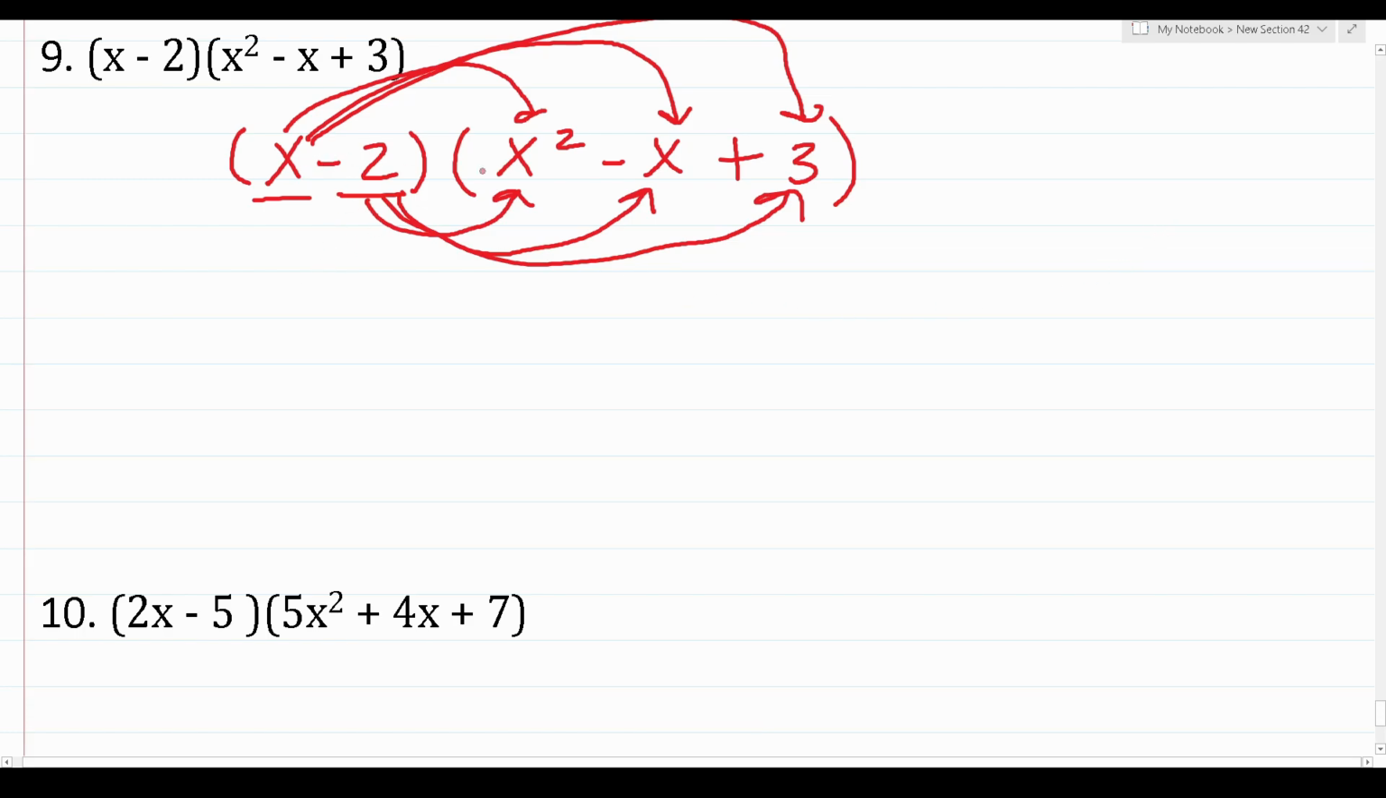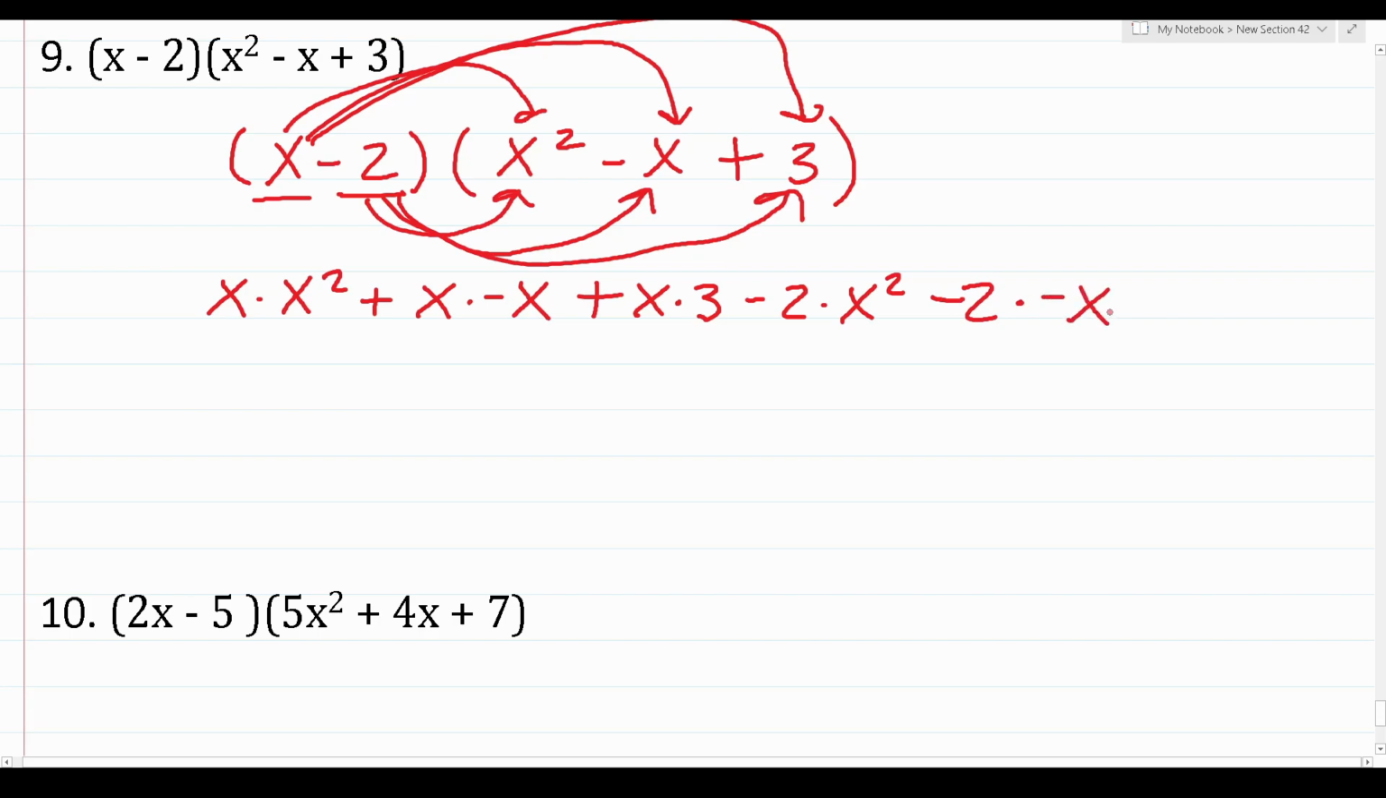Again, to start, we have x times x squared. So that's, again, x times x squared. Then we have x times -x. So this is plus x times -x. Then we have x times 3. So this is plus x times 3. And then we're moving on to our -2. So we have -2 times x squared. And then we have -2 times -x. And then finally, we have -2 times +3. Let's go ahead and simplify this now.